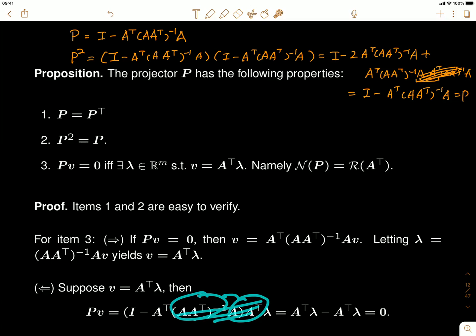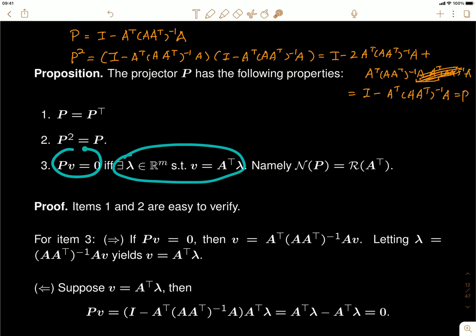So I can just remove this, then it will be A transpose lambda left. We have A transpose lambda here. So these two will be the same as the first term we got. So the difference will be 0, and that means that PV is equal to 0. And that is this. So if we know this, we'll also get back to this. Okay, so this is our necessary and sufficient condition for each other. All right, so that's the third property of the projection matrix.